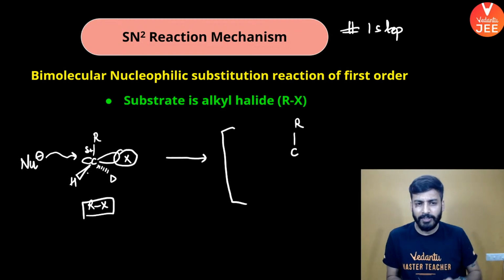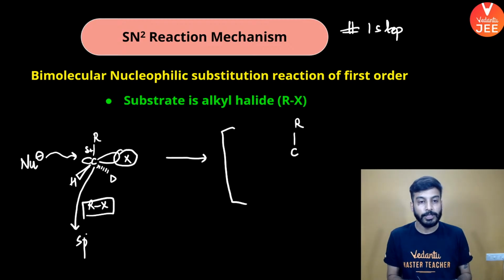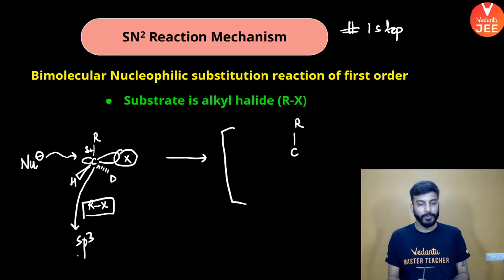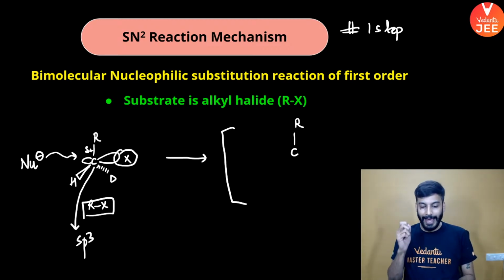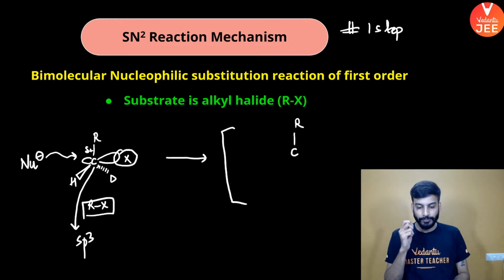Everyone tell me, what is the hybridization of this particular carbon in this alkyl halide? The hybridization is sp3. Do you guys agree? Yes or no? In the alkyl halide, the hybridization is sp3. Do let me know if everyone is understanding.